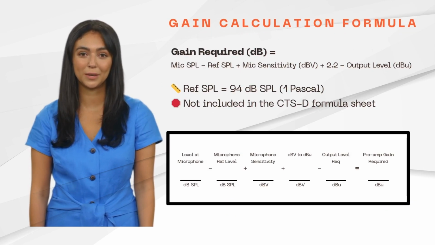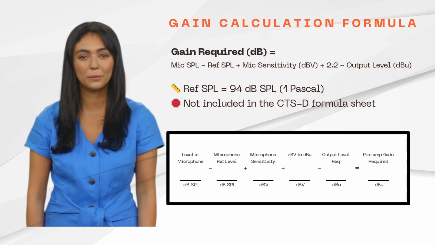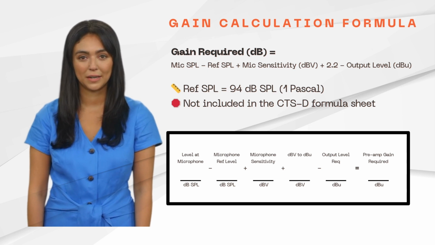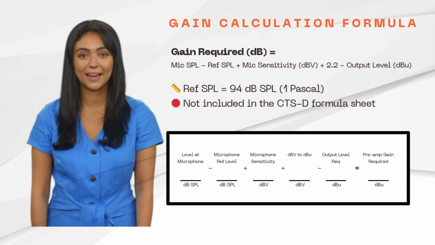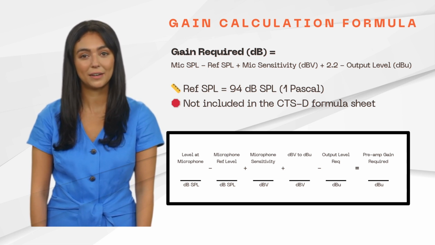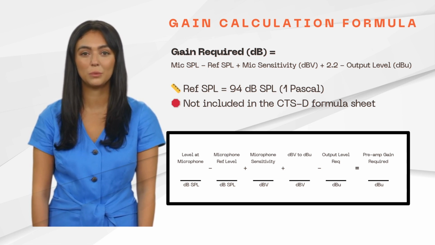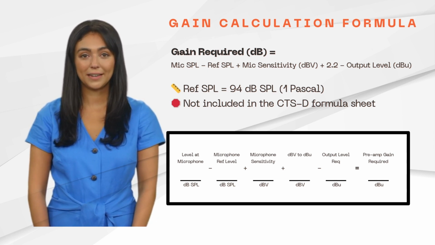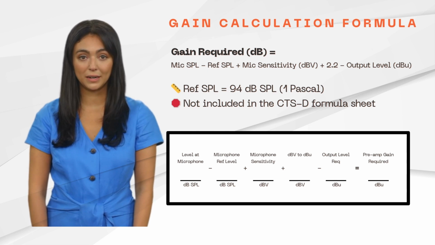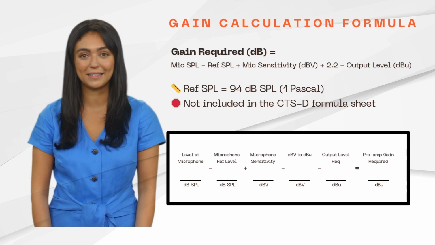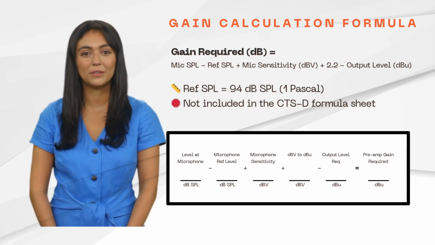To calculate how much gain a preamp needs to apply, we start with the sound pressure level at the microphone, then subtract the mix reference SPL, usually 94 dB SPL. Add the microphone's sensitivity, which is usually in dBV, convert that to dBu by adding 2.2, and subtract your output level target. This formula gives you the gain needed to reach line level. Keep in mind, this formula isn't listed in the CTS-D math sheet, so you'll want to understand how to use it.